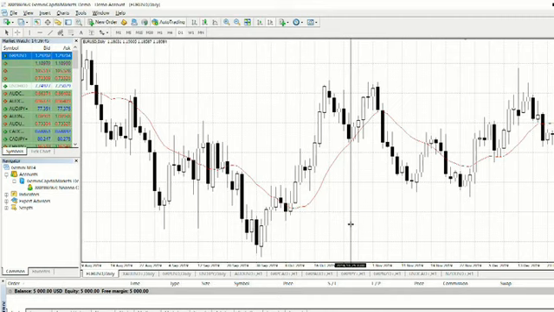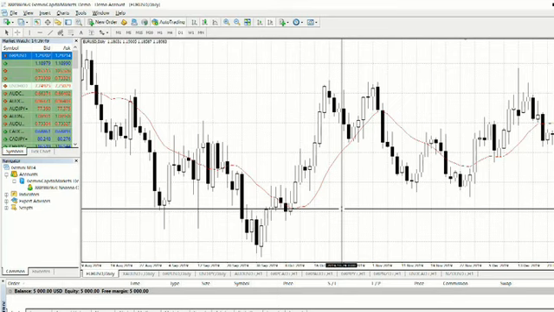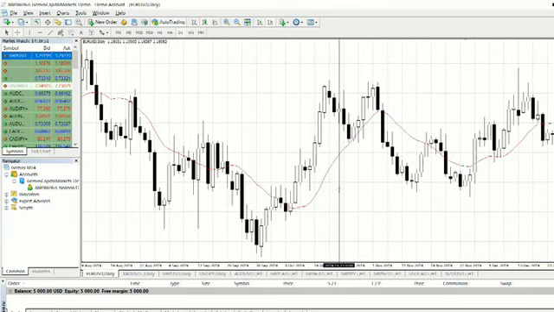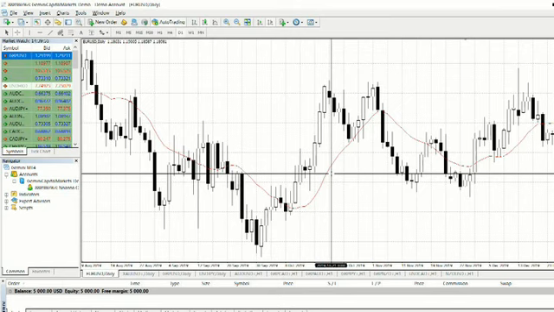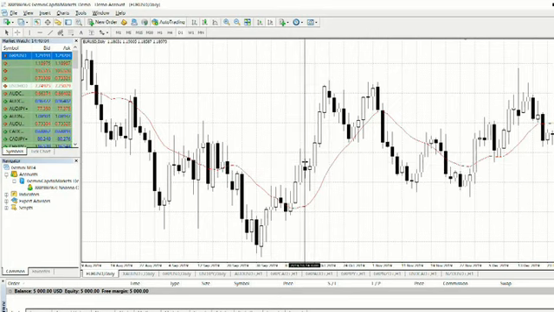Then a buy limit order is one you place to buy the market at a future lower price. And a sell limit is the one you take to sell the market at a future higher price. I think I've mixed that up. But in this case, what we're going to do is place a buy stop order.